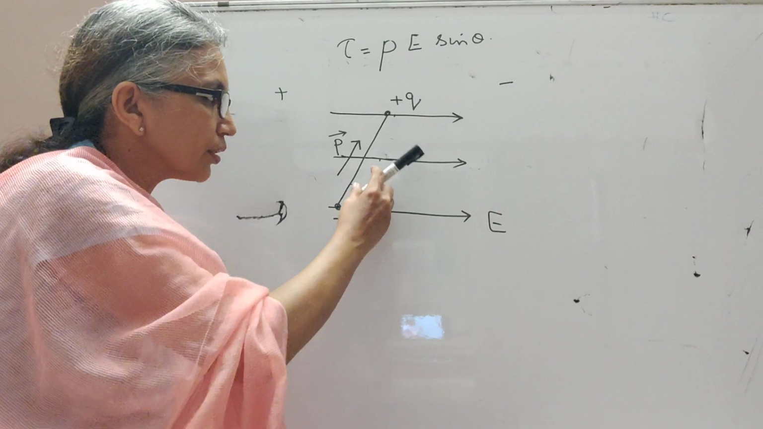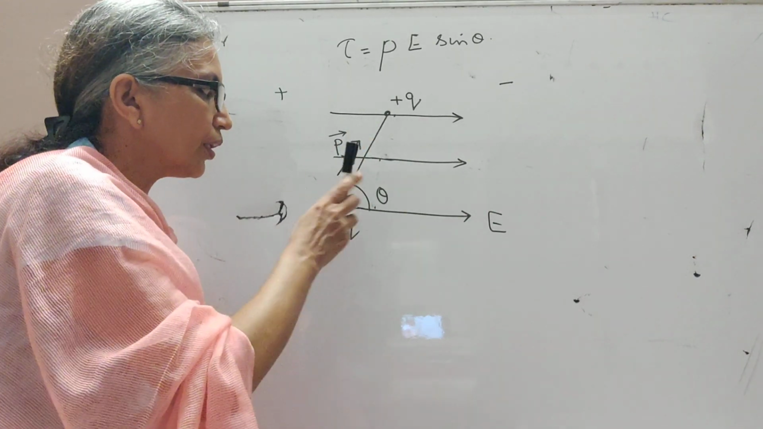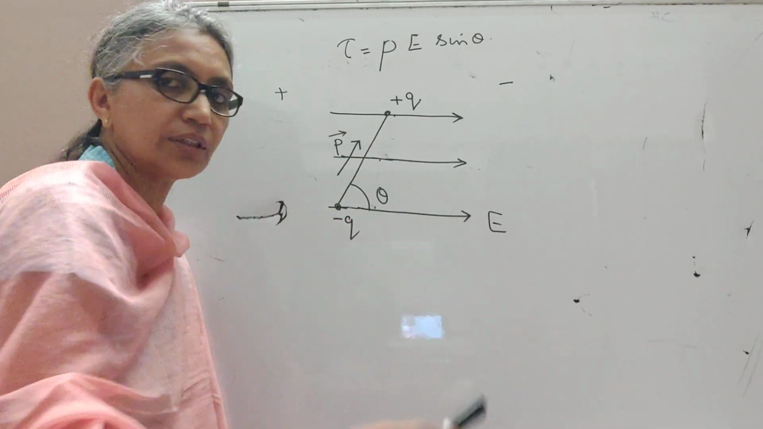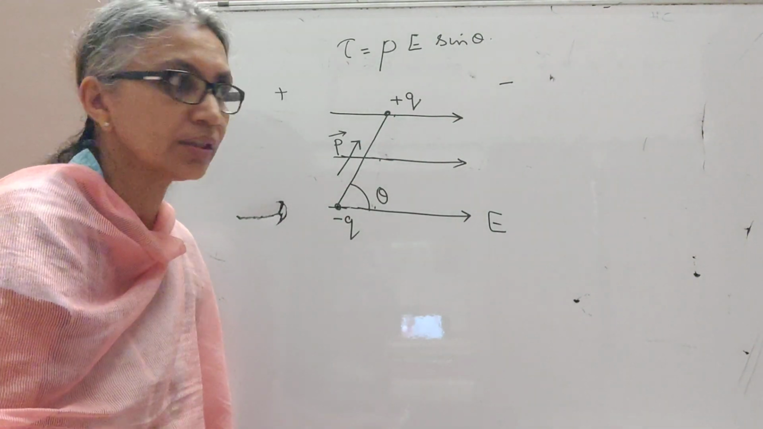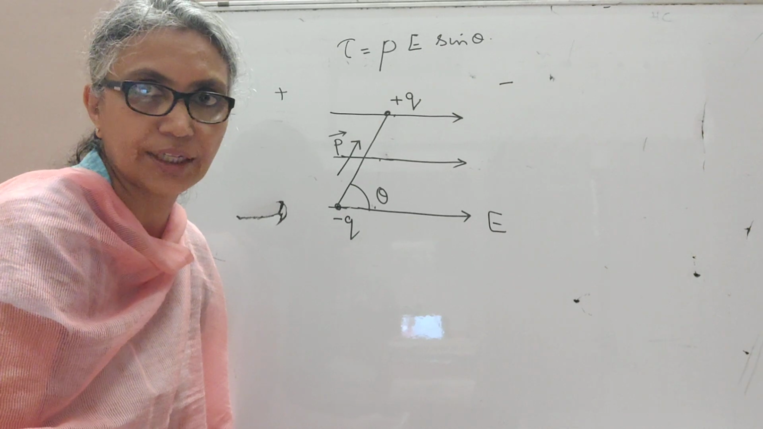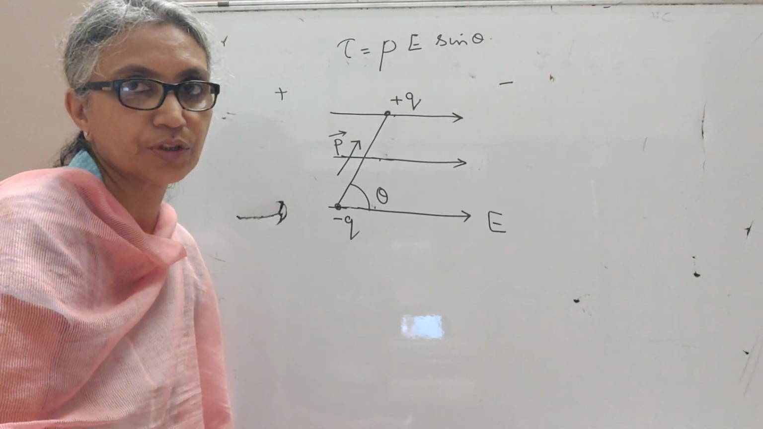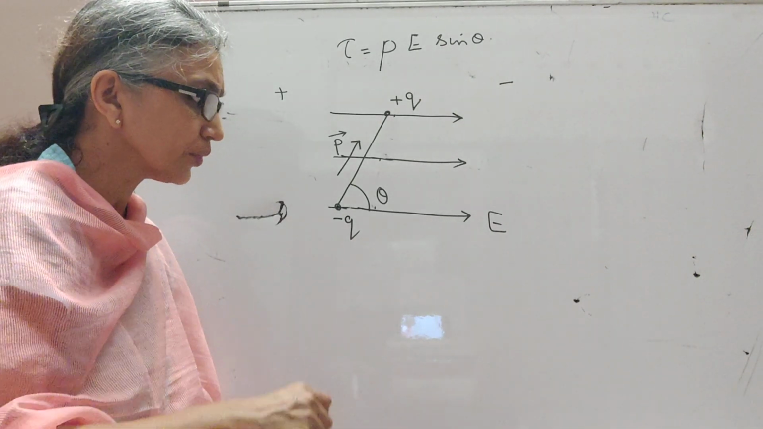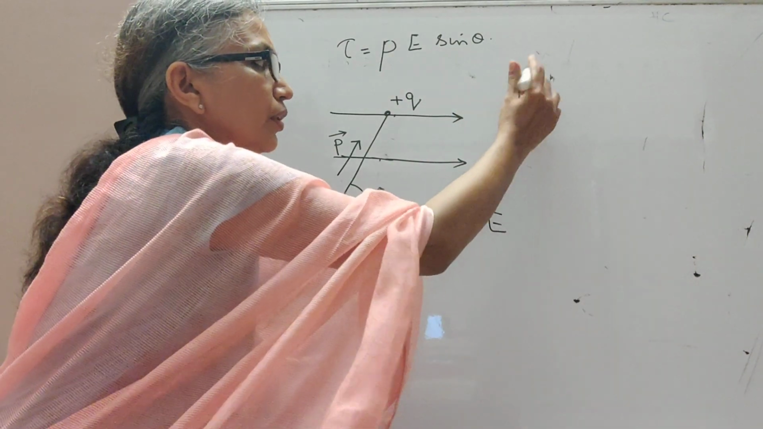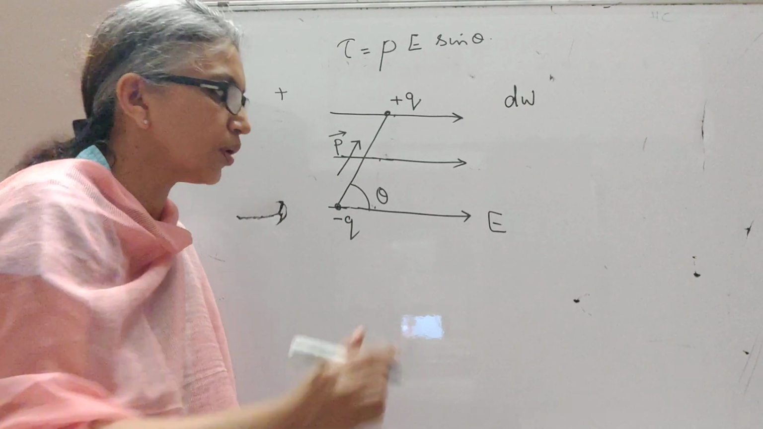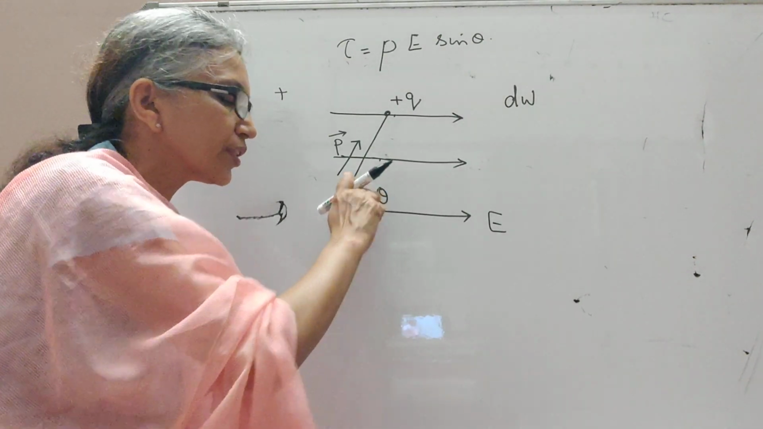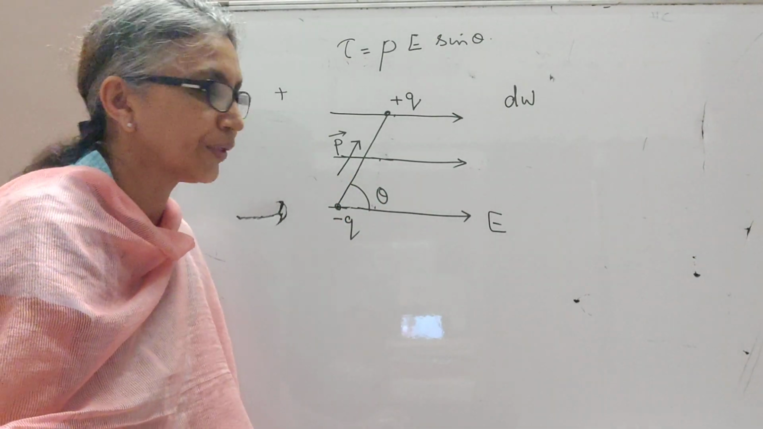Now to maintain this dipole in this position, P making an angle theta with the electric field, you have to do work, and that work done is stored as potential energy of the dipole. We are going to derive an expression for this work done. So we start with dW, which, as you know, is a small work done to turn this dipole through a small angle d theta.